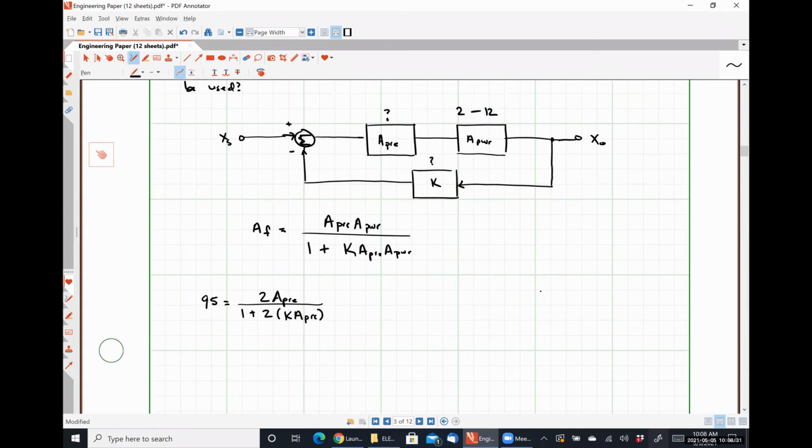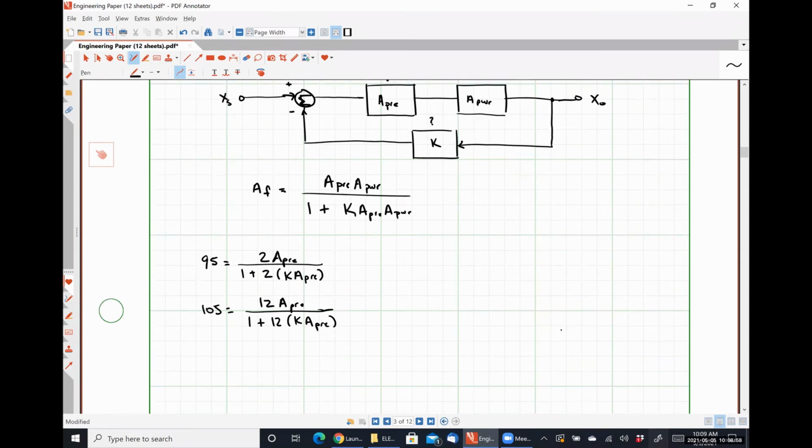At the upper end, we have 100 plus 5%, or 105, is equal to 12, which is our power amp gain, times our preamp gain, giving us our total open loop gain, divided by 1 plus 12 times K A pre. Okay, so what I can do, I have 2 equations and 2 unknowns. So I have a system of equations by which I can solve for both of these things. So let's talk about how we might go about doing that real quick.